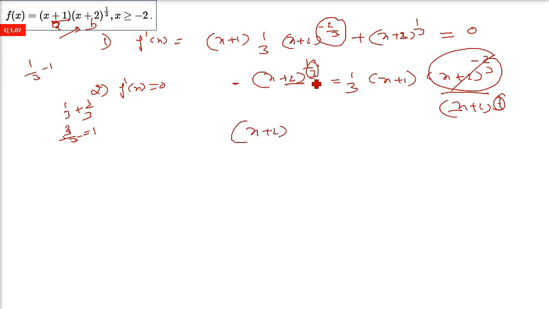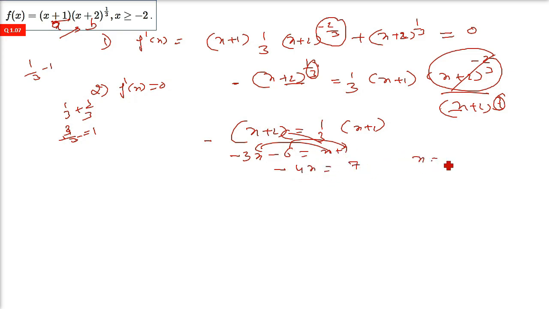Now just multiply this 3 with x plus 2. So you have this 1 by 3 x plus 2. Multiply both sides by 3. This is 3x plus 6. On one side, let us multiply negative also. On the right, it's x plus 1. And from here, we will get the x value, and that will indicate that this is the point of possibility of local minima or local maxima. What it will be is still unaware. We get x equals to negative 7 by 4.